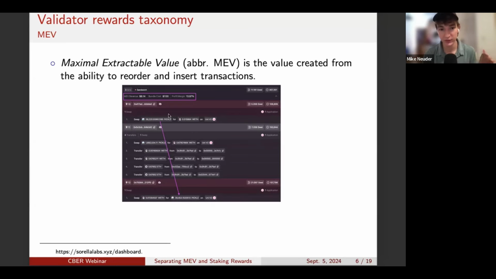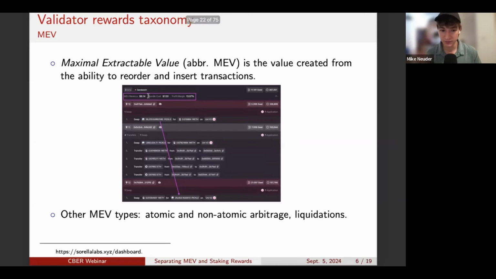So that's how much the pickle token was worth. To include that set of transactions cost them $7. So they have some margin. So this is just one set of MEV strategies. This is a very common one called sandwiching. But there's many other types.